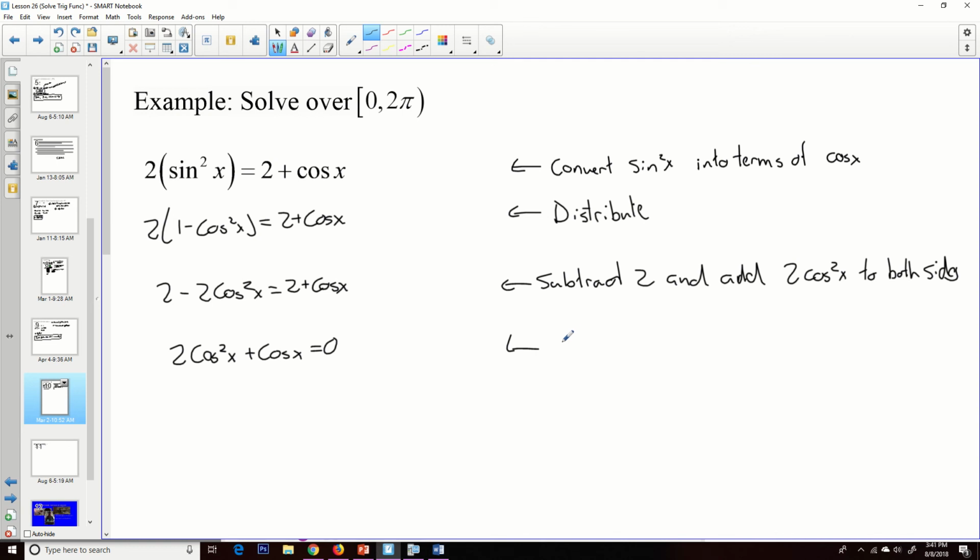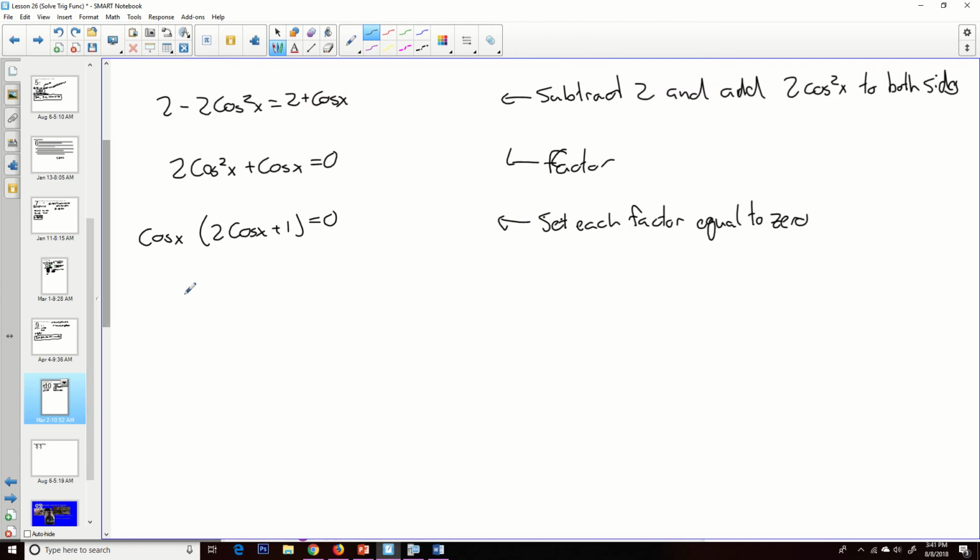And so here I'm just going to factor. If I factor out a cosine, I'll have cosine x times 2 cosine x plus 1 equaling 0. And so I'm going to set each factor equal to 0. All right, so I got cosine x equals 0 and 2 cosine x plus 1 equals 0. Solve individually.